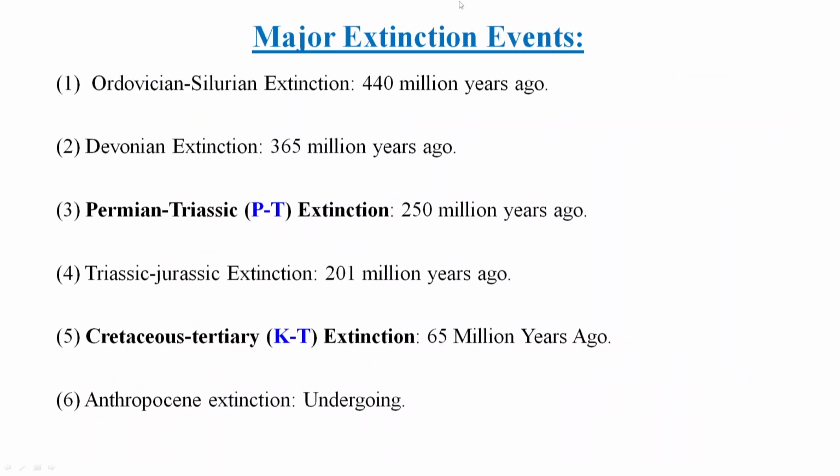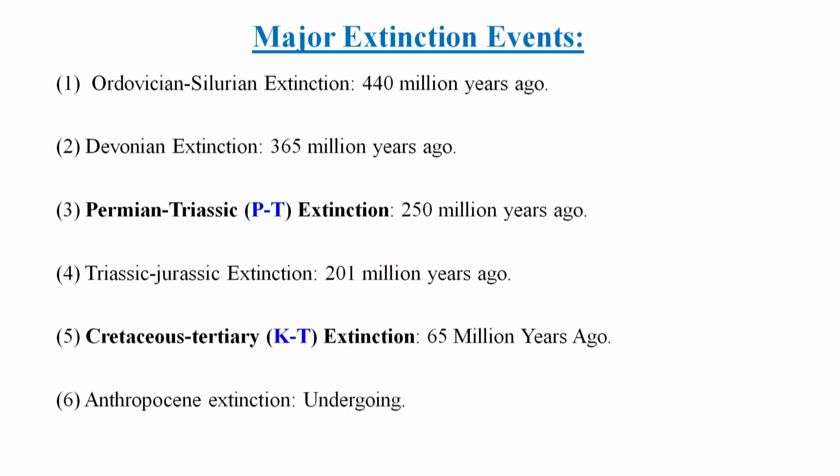Now if I look at the major extinction events in our geological past, the first one was the Ordovician-Silurian extinction that happened around 450 million years ago. Then comes the Devonian extinction around 365 million years ago. Then one of the largest mass extinction events was at the Permian-Triassic boundary, also referred to as the PT extinction, that happened about 250 million years ago.